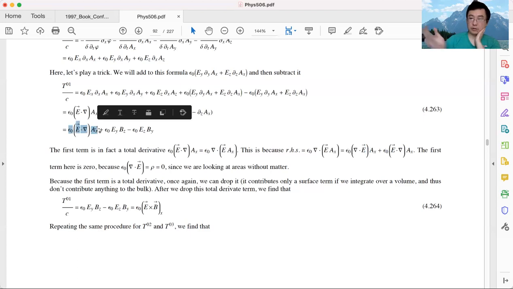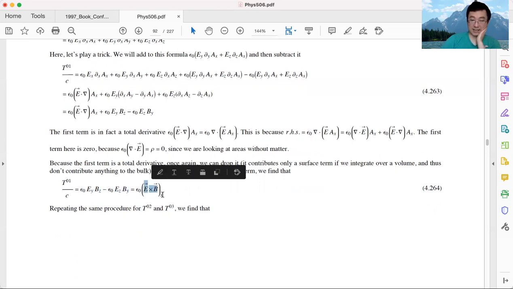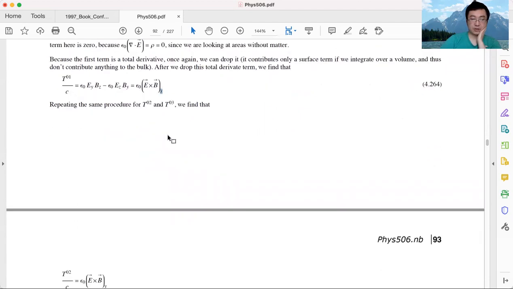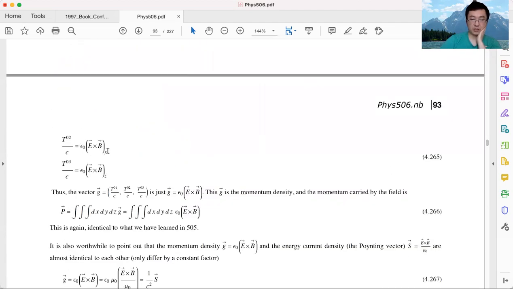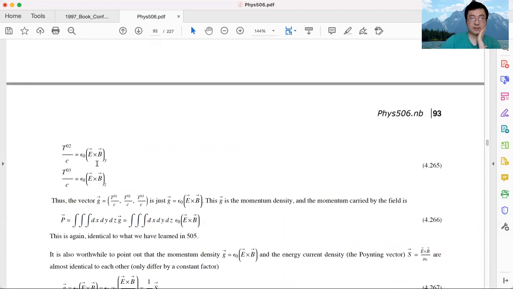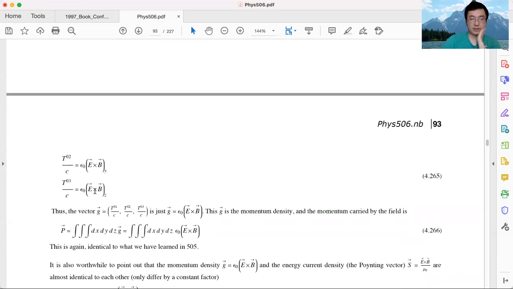The first term is a total derivative, so you can throw it away. If we throw away the total derivative, then at the end of the day, the equation is very simple. It only contains these 2 terms, and we can rewrite these 2 terms as E cross B, the X component of it. We can repeat this for t02 and t03. It's the same thing: E cross B, the Y component, and E cross B, the Z component. We know that the momentum density is t over c, and we already know what t over c is. The first component is this, the second component is this, the third component is this.